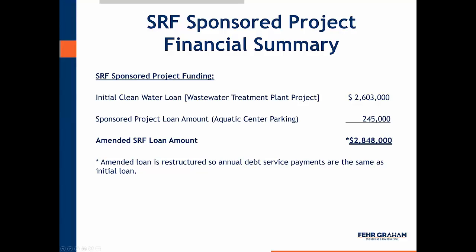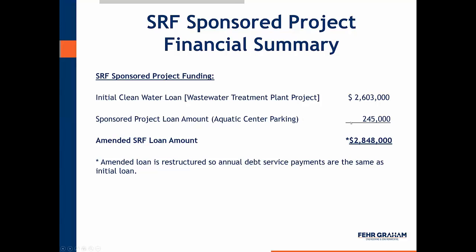Thanks, John. I'll talk briefly here on the financing end. As John mentioned earlier in one of the slides, this project was done in conjunction with the wastewater treatment plant loan that was established. The initial clean water loan amount, as noted here, was $2,603,000. That loan was set up at 1.75% over a 20-year period. By being involved in that loan, that made us eligible for the sponsored project. And after submitting our plans and specs for that, we were fortunate enough to be involved in the project.